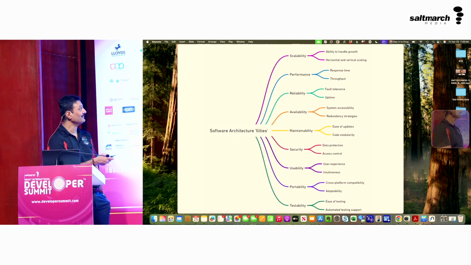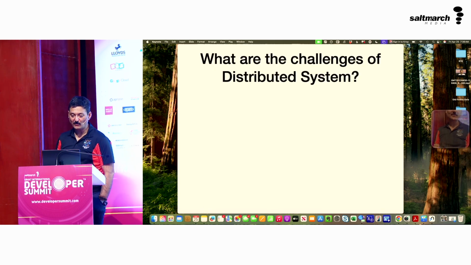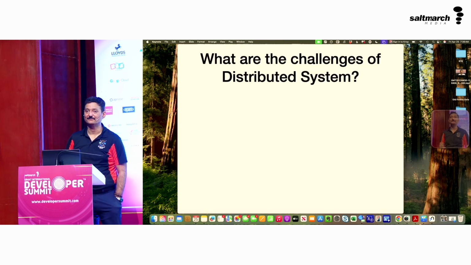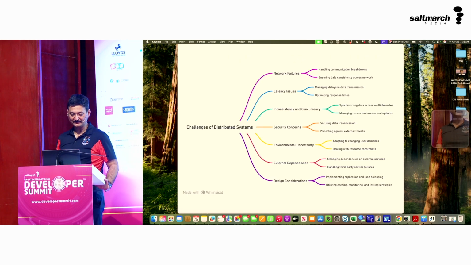Can I create a diagram like this? Yeah. Miro board or some other way of doing the same thing. What are the challenges in distributed system? They all work with distributed system, yeah? What are the challenges in this one?